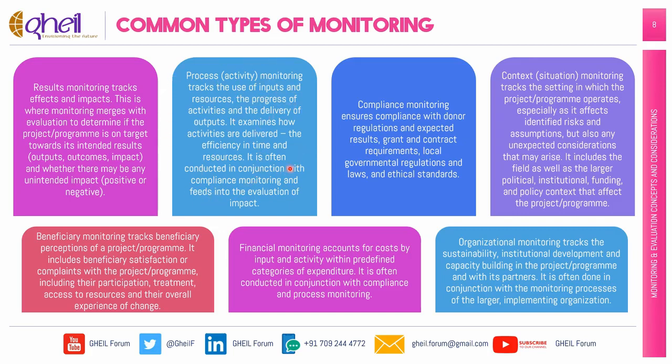Process, activity monitoring tracks the use of inputs and resources, the progress of activities and the delivery of outputs. It examines how activities are delivered, the efficiency in time and resources. It is often conducted in conjunction with compliance monitoring and feeds into the evaluation of impact. For example, a water and sanitation project may monitor that targeted households receive septic systems according to schedule.